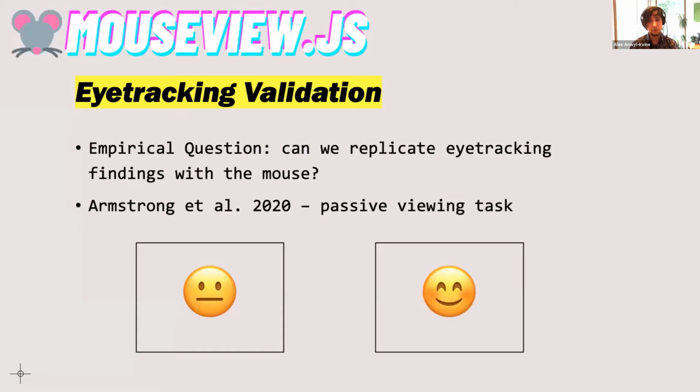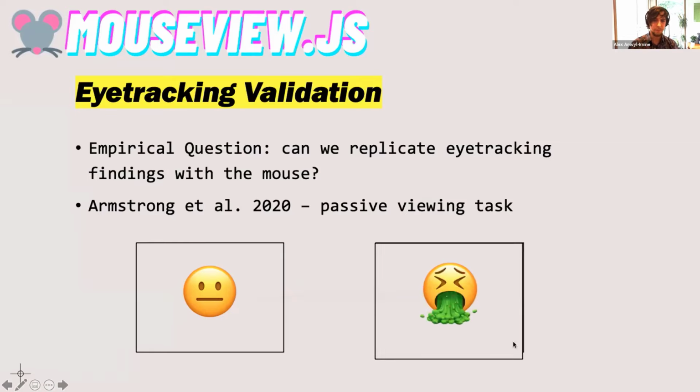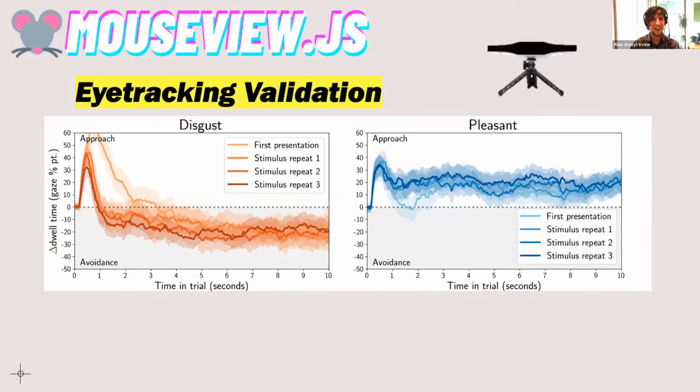In this task, people viewed a series of pairs of images for 20 seconds, and these were either a neutral image paired with a pleasant stimuli, or a neutral image paired with a disgusting stimuli. I've used emojis here to avoid having to show you the images, but I promise you're not missing out on anything because they're quite disgusting. But you might see some of them later, so that's exciting.